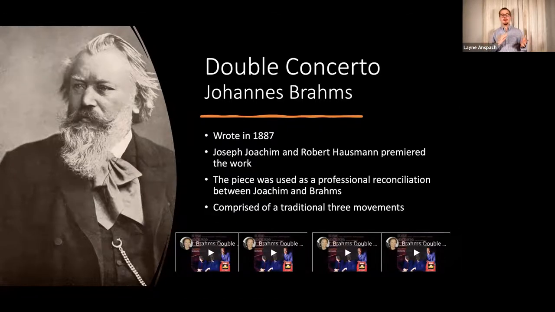And so then Joachim was part of a string quartet, and Robert Hausman, who's the cellist in that quartet, ended up being the other performer for the premiere.